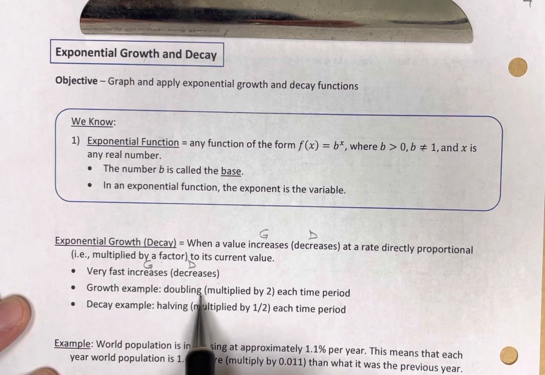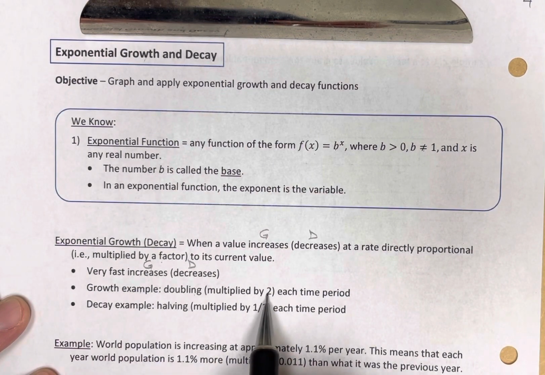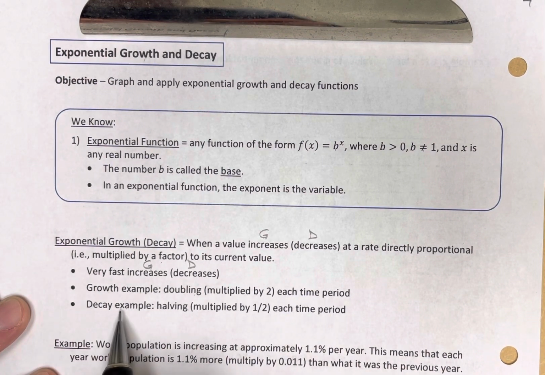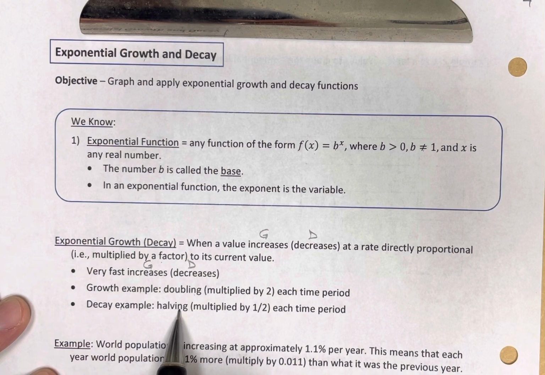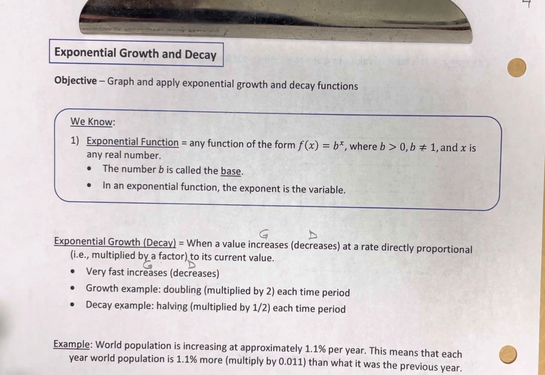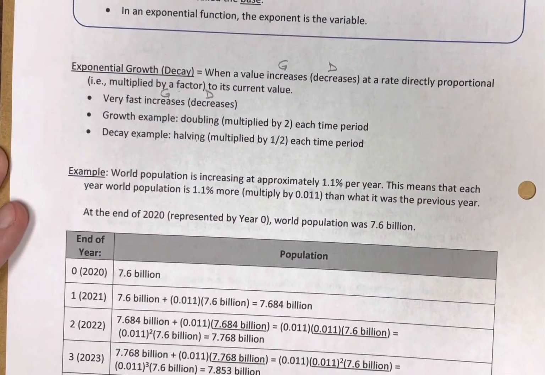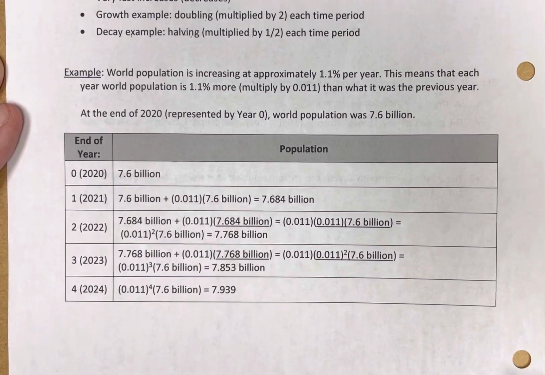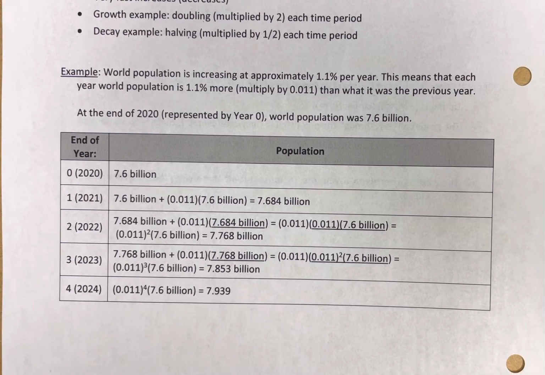The growth example would be like doubling. You want to double your money, so you're multiplying it by 2 each time period. The decay example would be halving. In other words, when you divide by 2, it's the same thing as multiplying by 1/2. So there's your decay. Let's take a look at some examples of this, and we'll even do some application problems as well. So let me get my paper up here for you.